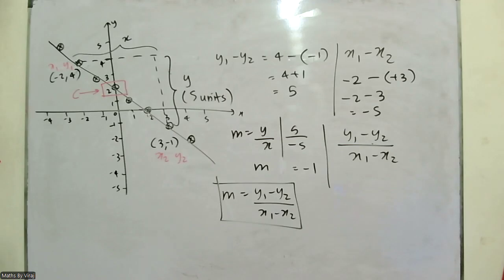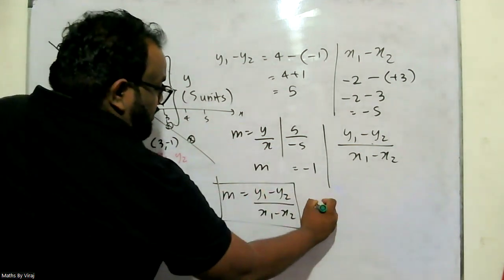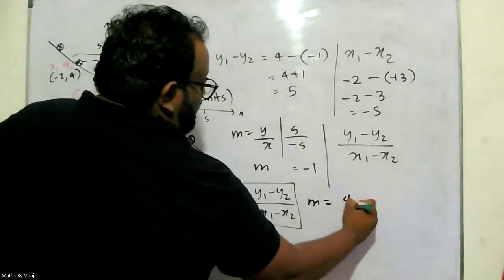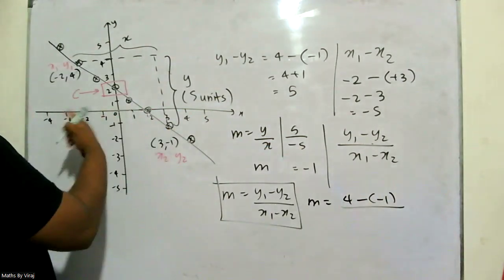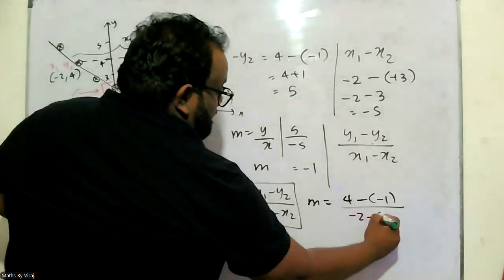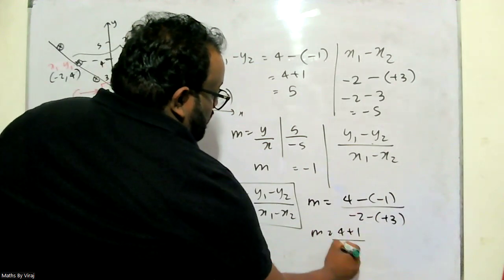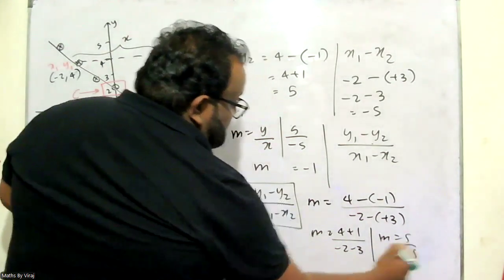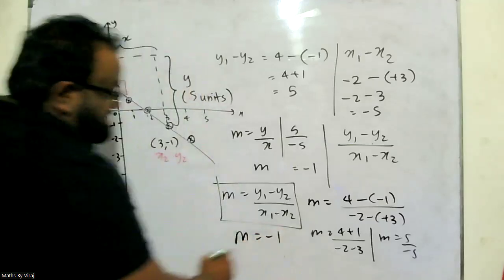So, y1 minus y2 over x1 minus x2. Again, we can directly substitute the values. y1 is 4 minus minus 1 over x1 is minus 2 minus plus 3. That is 4 plus 1 over minus 2 minus 3. m is 5 over minus 5. And hence we have the gradient m as minus 1.